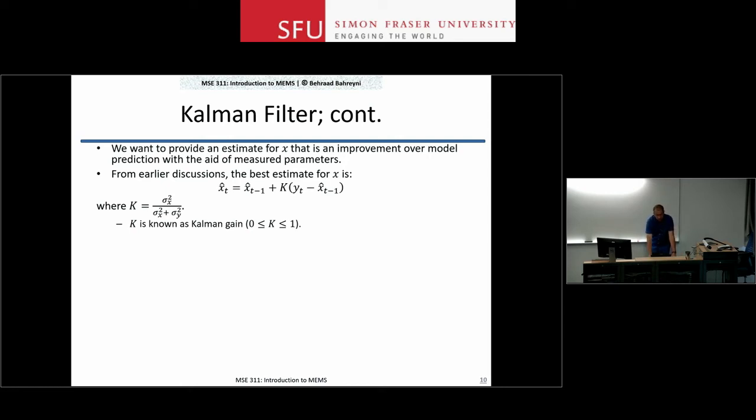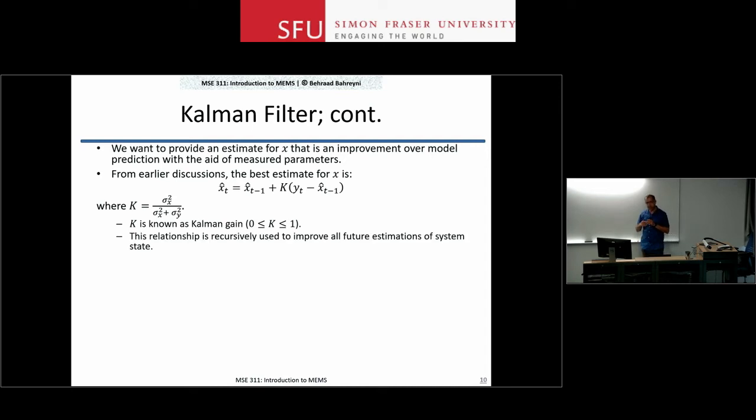Now, here is the reason for using the variable K here. K is your Kalman gain. So the goal here is to find your Kalman gain. As we saw before, K is always between 0 and 1.